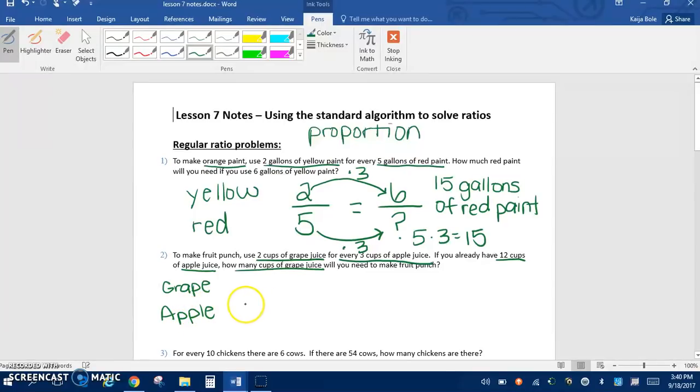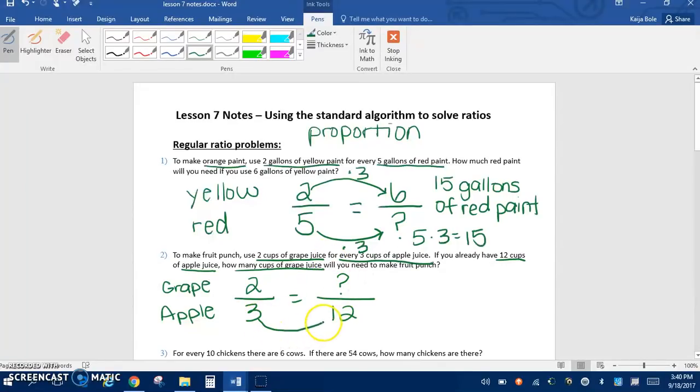Then you draw in your empty proportion here. They tell us we use 2 cups of grape, so 2 is going to go on the top, for every 3 cups of apple, so 3 is going to go on the bottom. It says if you already have 12 cups of apple juice, so 12 goes on the bottom here, how many cups of grape juice do you need? We're going to put a question mark there because that's what we're looking for.